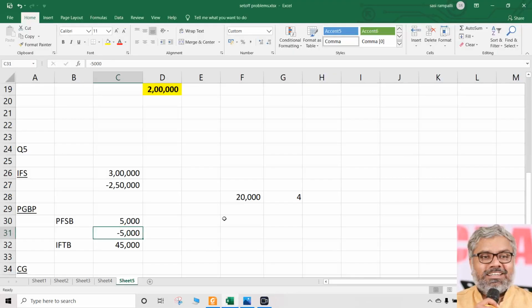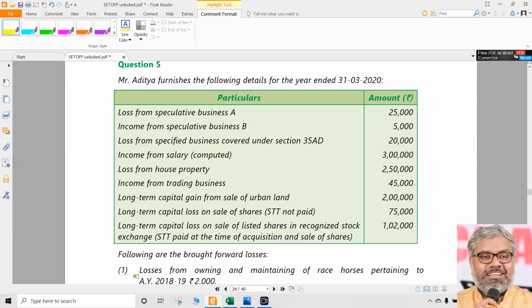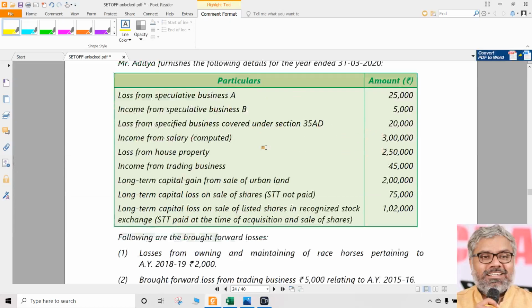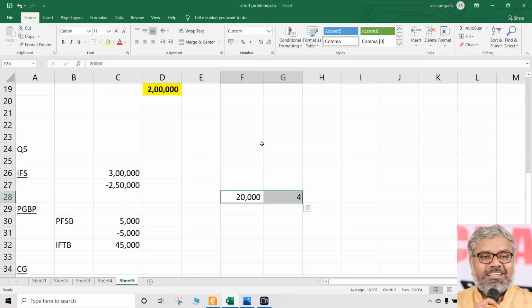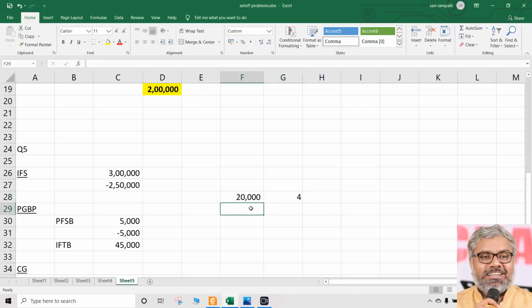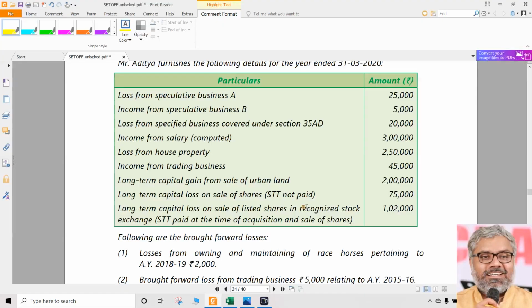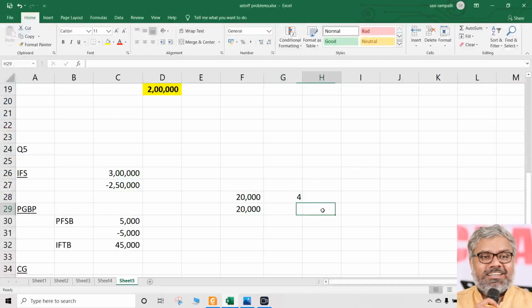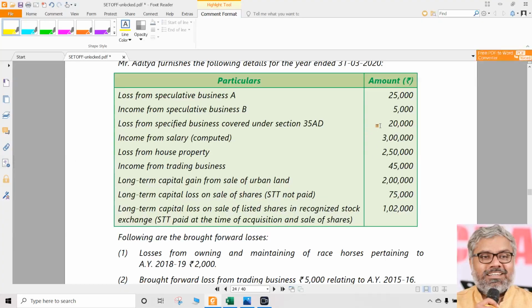Treatment is over. Here you should write 5,000, 20,000 in the note below, not on the side like this. Then income from speculative business, we have already taken that. Second, loss from specified business of 20,000 can be set off only against the profits from specified business, and we don't have any such profits. Because we have profits only from trading business, this 35 added 20,000, another loss, can be carried forward indefinitely, and can be set off against the profits of specified business only in future. So we cannot write any limit here. In the note I should write 20,000 can be carried forward to future years indefinitely.